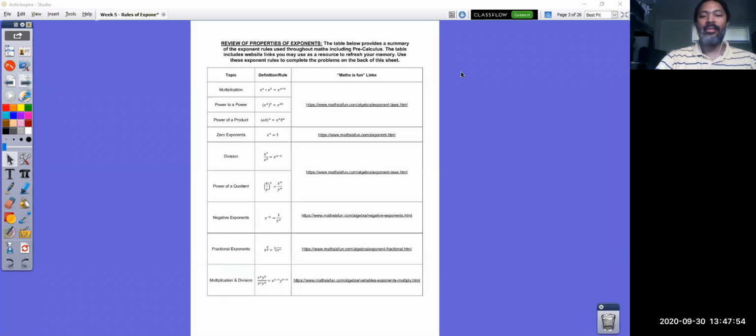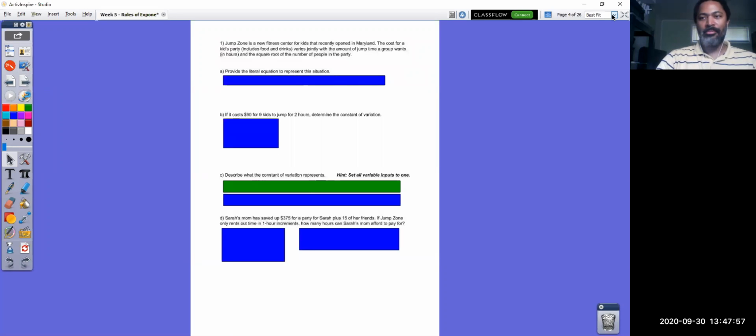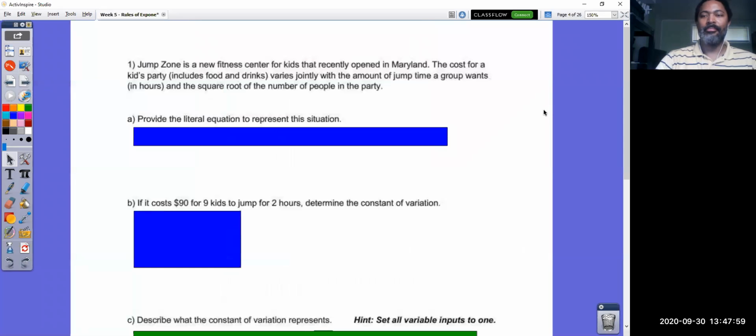Let's take a look at the variation problem that hopefully you're now a little more familiar with. Jump Zone is a new fitness center for kids that recently opened in Maryland. The cost for a kid's party, including food and drinks, varies jointly with the amount of jump time a group wants in hours and the square root of the number of people in the party. Totally contrived exercise.